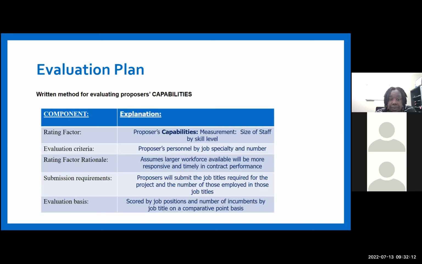Submission requirements: proposers will submit the job titles required for the project and the number of employees in those job titles. That is what they're going to turn in to you. You want to see job titles for the project and the number of those employees in those job titles that will be working on your project. And the evaluation basis is scored by job positions and number of incumbents by job title on a comparative point scale.